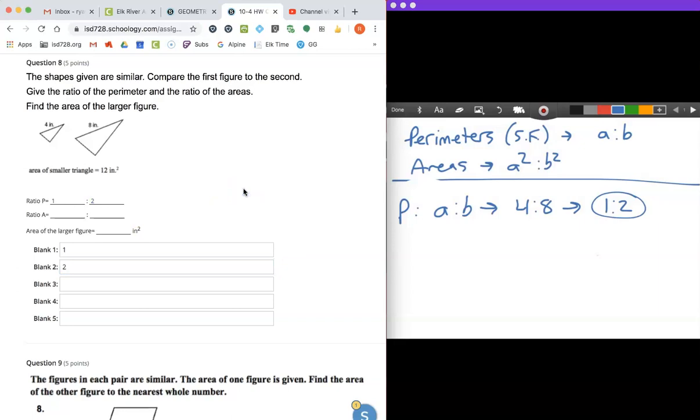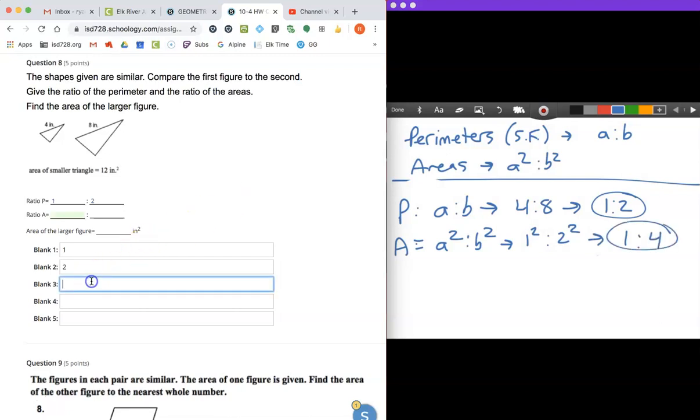Okay, then the ratio of the areas is A squared to B squared, which is 1 squared to 2 squared. Well, 1 squared is 1, 2 squared is 4. So that's my next answer, 1 to 4. Okay, the area of the larger triangle, that's the tougher part here. So we're talking areas, which means we need to use this ratio, the 1 to 4.